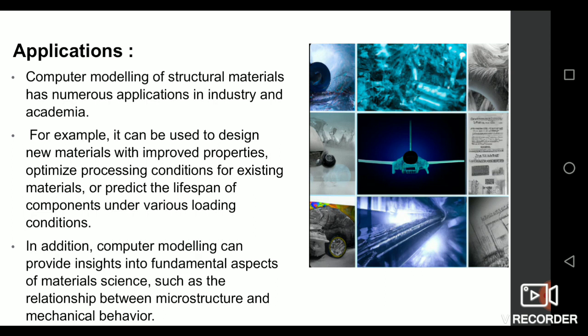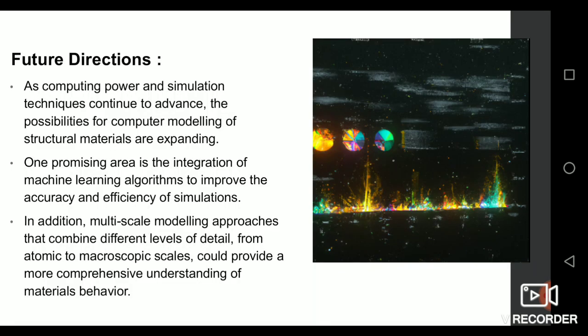Computer modeling of structural materials has numerous applications in industry and academia. For example, it can be used to design new materials with improved properties, optimize processing conditions for existing materials, or predict the lifetime of a component under various loading conditions. In addition, computer modeling can provide insights into fundamental aspects of material science, such as the relationship between microstructure and mechanical behavior. Future direction.